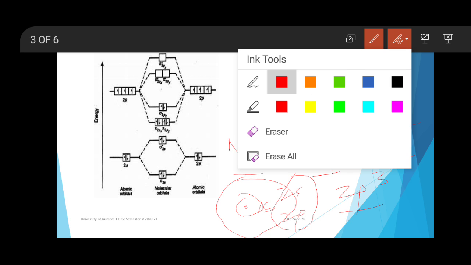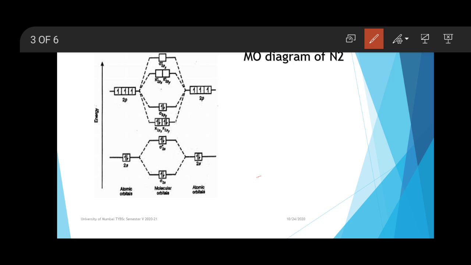Okay, so see, the 2s orbital of the first nitrogen atom and the 2s orbital of the second nitrogen atom. For the 2s orbital, how many electrons? 2 electrons there, and the other also has 2 electrons. When these two orbitals combine, two molecular orbitals are formed, shown this way: the sigma 2s bonding molecular orbital and the sigma star 2s anti-bonding molecular orbital.